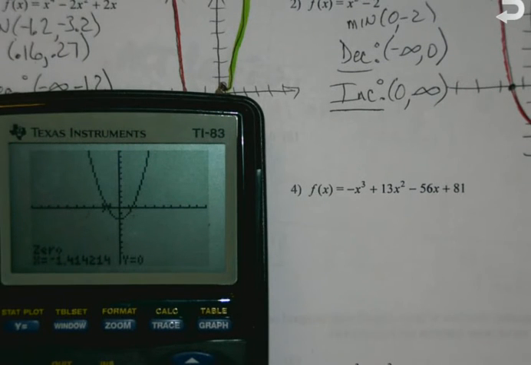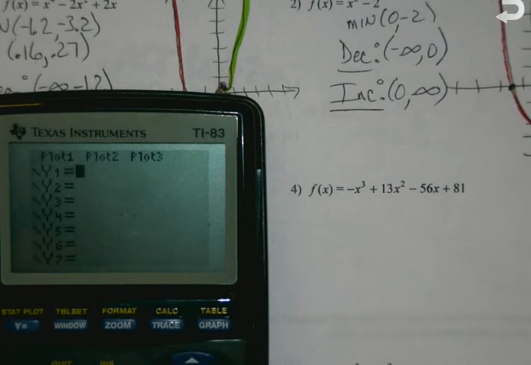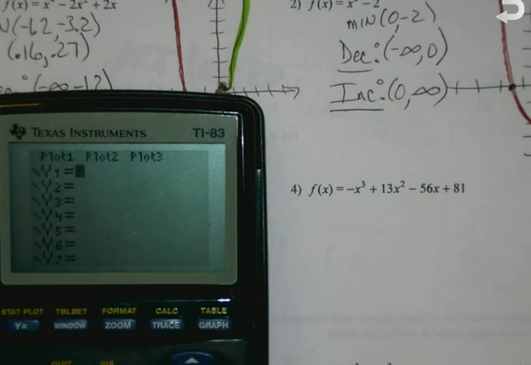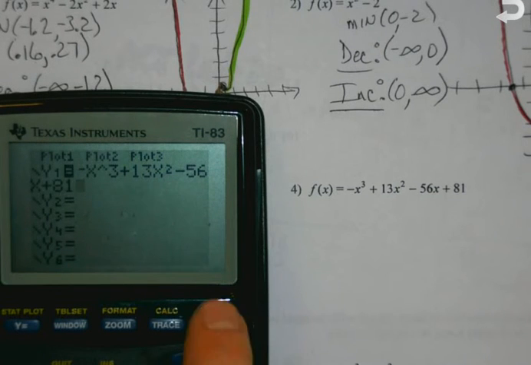So when we're doing this, back to y equals. When you're typing in this negative x to the third, you have to use the negative button next to enter. You can't use minus or it won't graph for you. So make sure you get the little shorter negative sign there. Plus 13x squared minus 56x plus 81. Graph that.